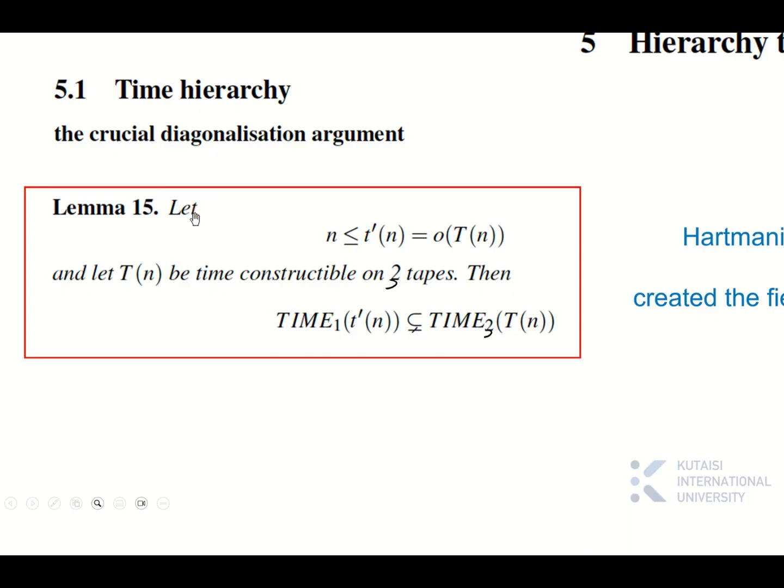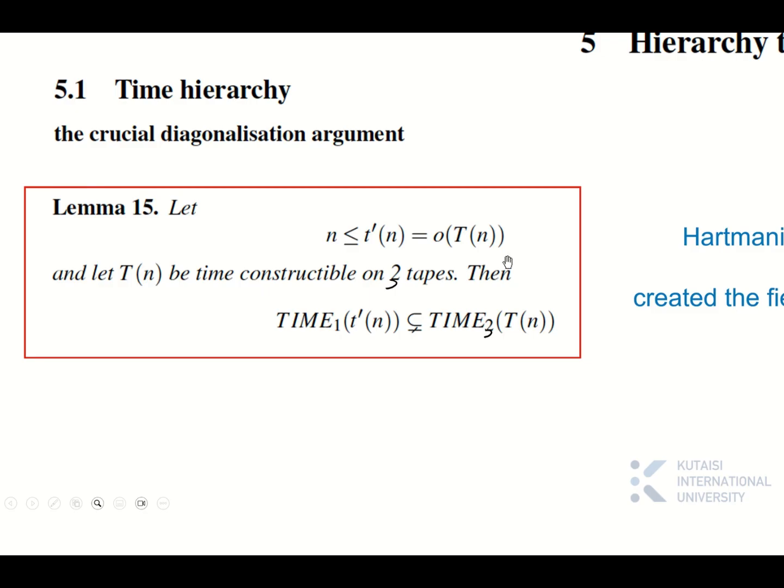So what are my assumptions for this lemma on time hierarchy? Let's say I take a function t'(n) which is bigger than or equal to n, and I know that big T(n) is really larger than t'(n), meaning if I divide t'(n) by T(n), it goes to 0. Think about n and n cubed again, or even n squared. And I make an additional assumption that big T(n) is time constructible on 3 tapes. That means there exists a 3-tape Turing machine that computes T(n) in O(T(n)) time.